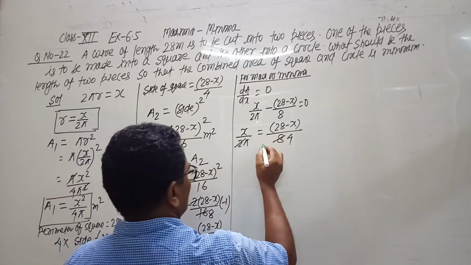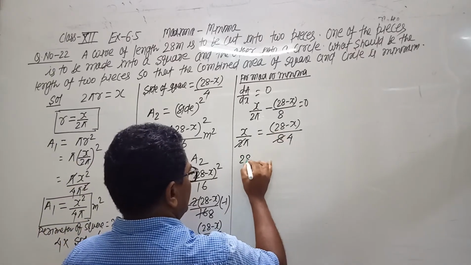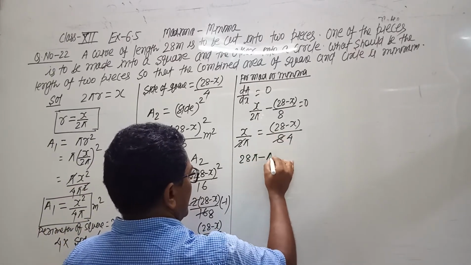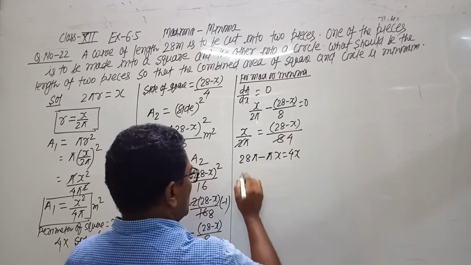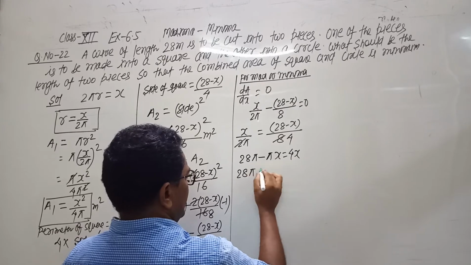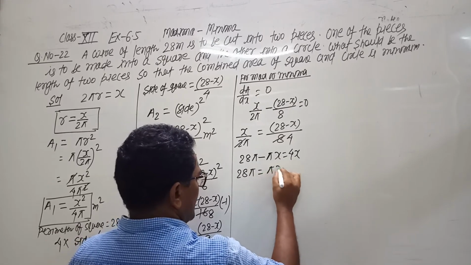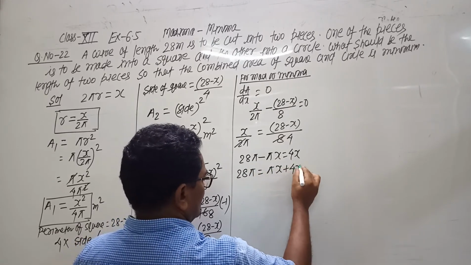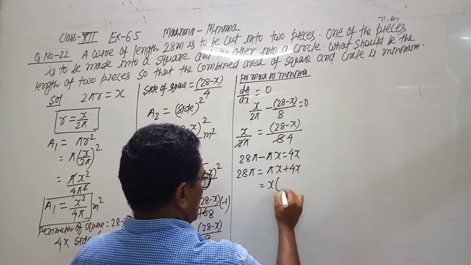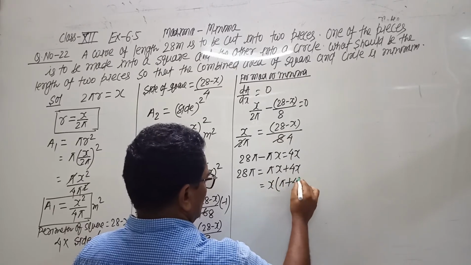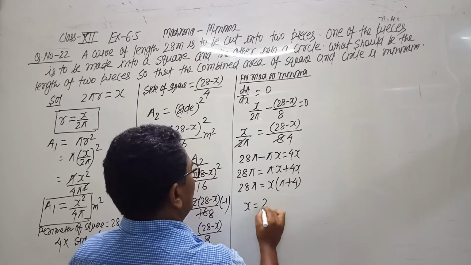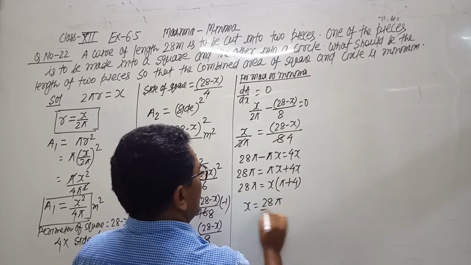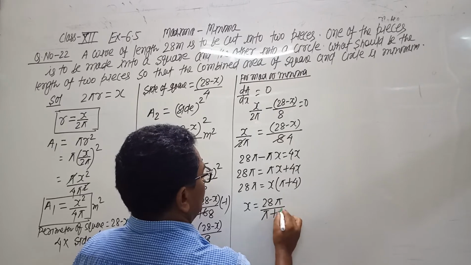we get 28 pi minus pi x equals 4x. This will go on the right side: 28 pi equals pi x plus 4x. Taking x as common, x times pi plus 4 equals 28 pi, and the value of x is 28 pi upon pi plus 4.